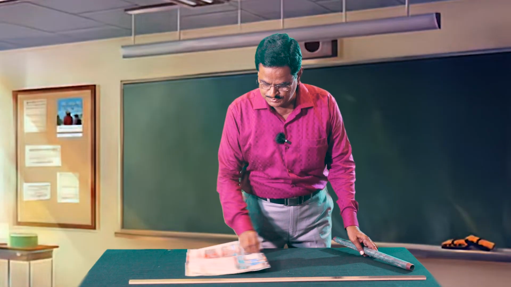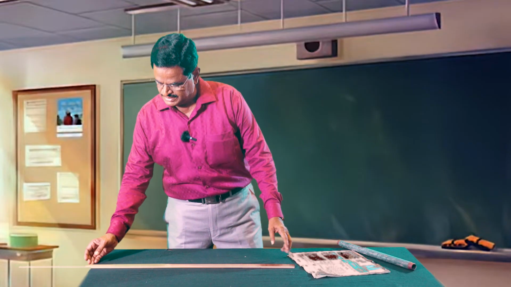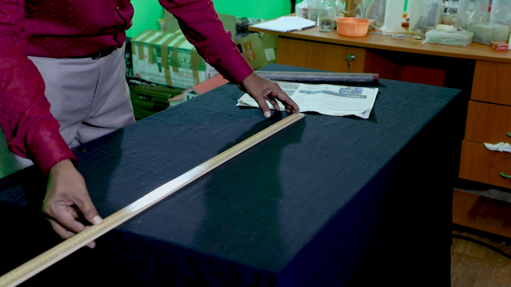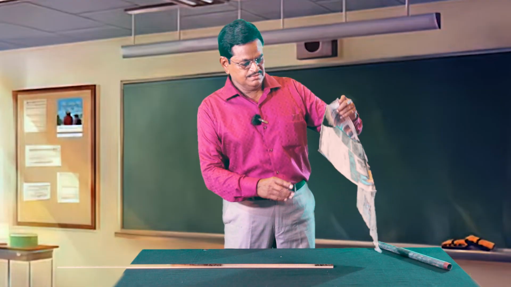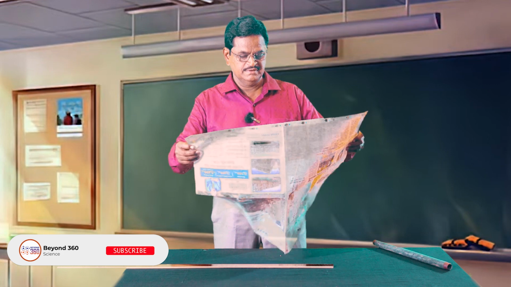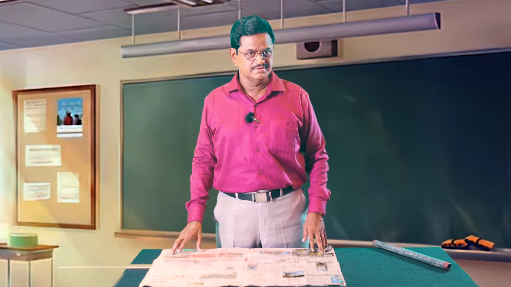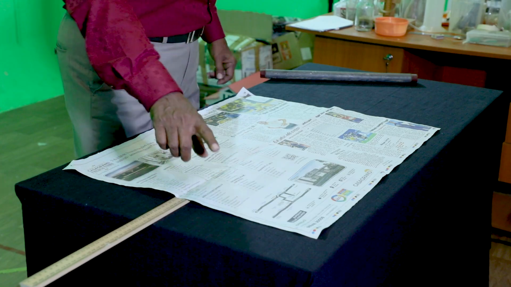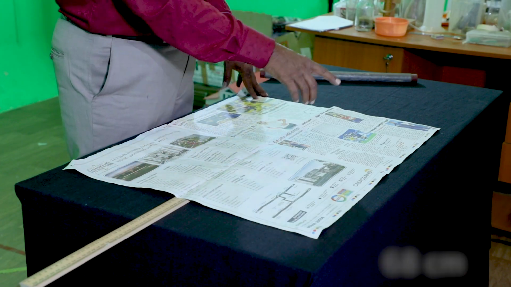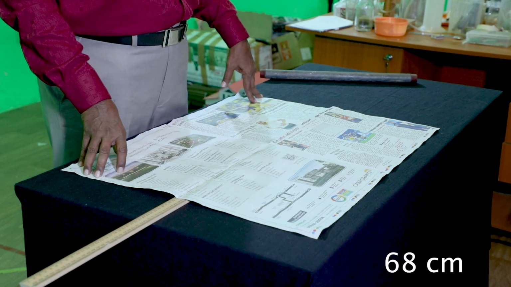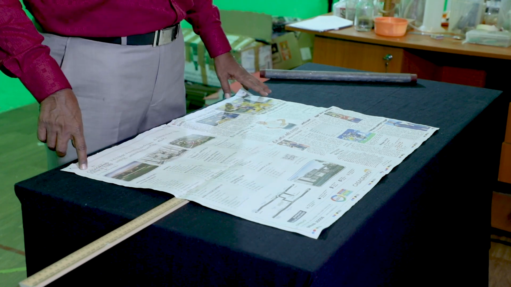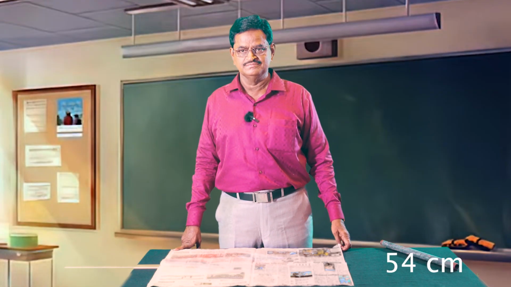First, you place the scale, you keep like this. See, the 1/4 of the scale is protruding outside the edge of the table. Okay? Now, you take a big newspaper and you measure the length and breadth of the newspaper. Okay? The length will be, if you measure it, it is 68 centimeter. And the breadth is 54 centimeter.